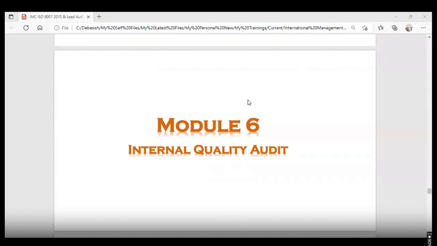Hello everyone, and welcome to Module 6 of the e-learning session ISO 9001:2015 Lead Auditor. In Module 6, we are going to discuss internal quality audit specifically. An internal audit is performed by someone within the company or the organization. However, the internal auditor should be associated with a different department than the one being audited.